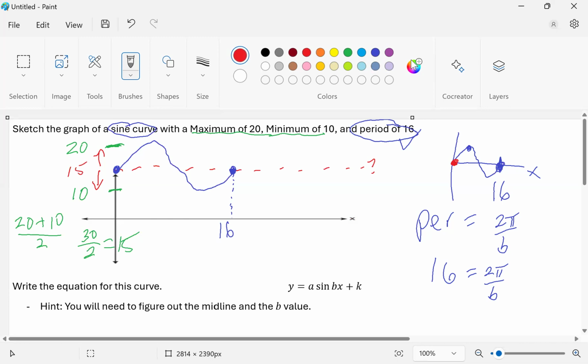Now it should be pretty clear that the distance from the midline to the maximum is 5, and the distance from the midline down to the minimum is also 5, 5 above and 5 below. So now we can get into writing the correct equation with our amplitude of 5.